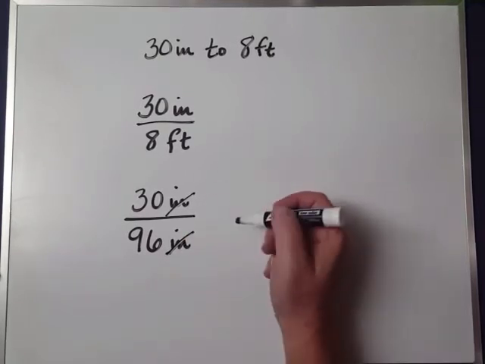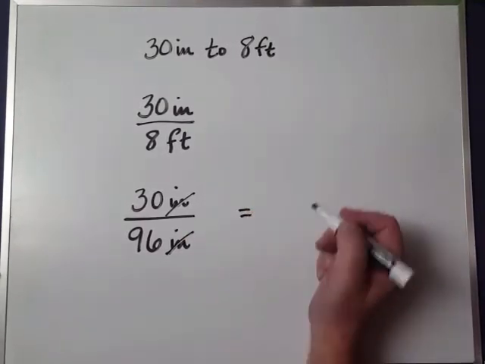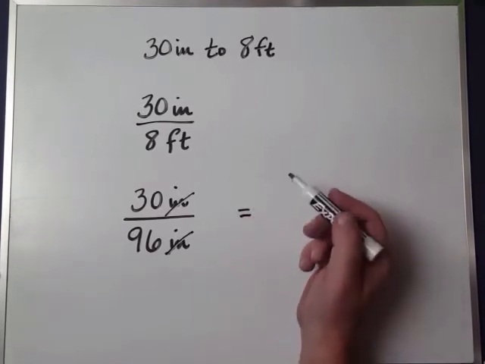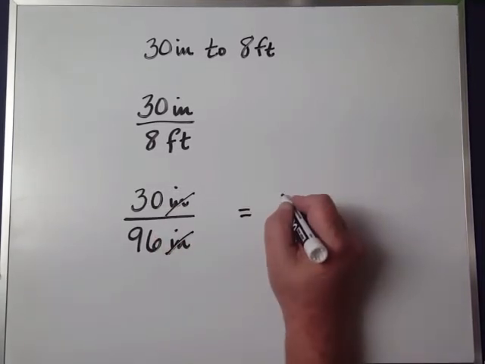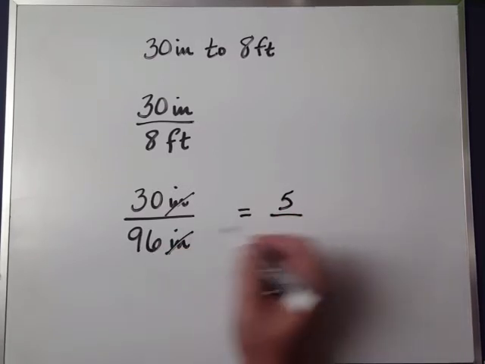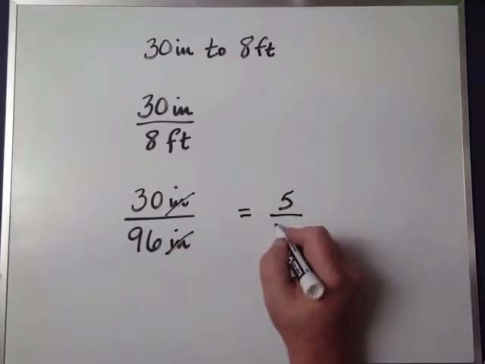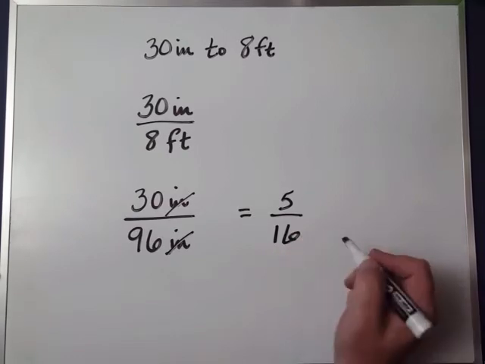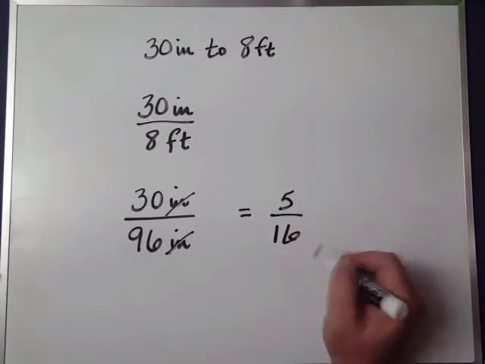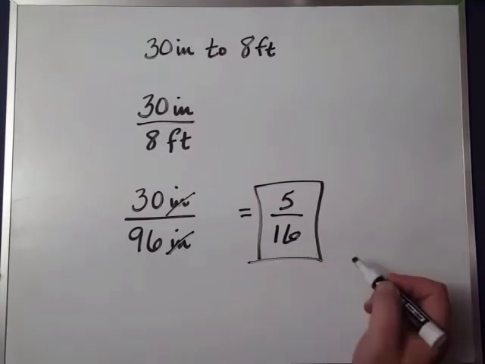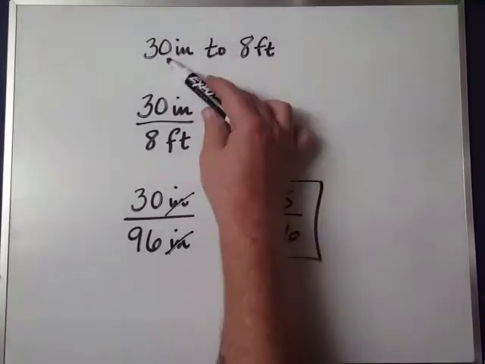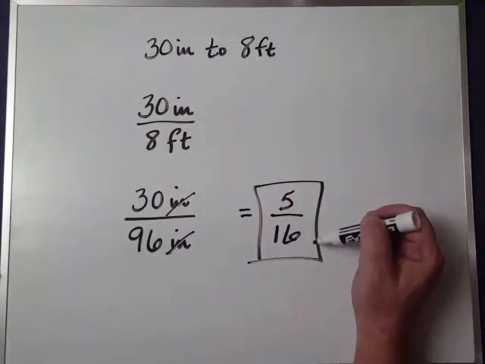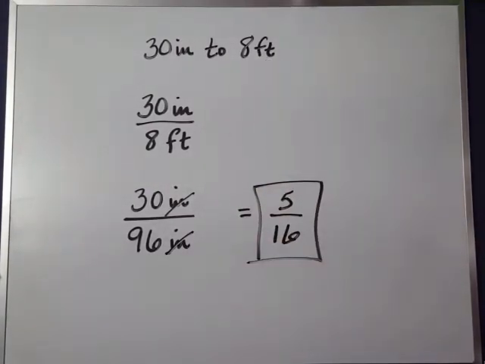Now let's see what we can divide both of these by to reduce this. They're both divisible by 2. They're both divisible by 3, so they must be divisible by 6. 6 goes into 30 5 times. 6 goes into 96 16 times. And that is reduced to lowest terms. What this tells me, it's a multiplicative comparison. It says that 30 inches is 5/16 the size of 8 feet.